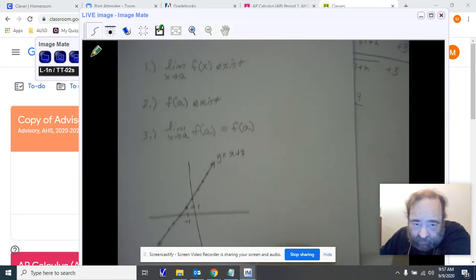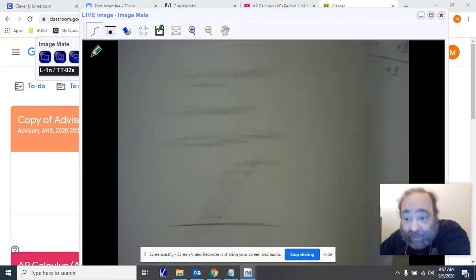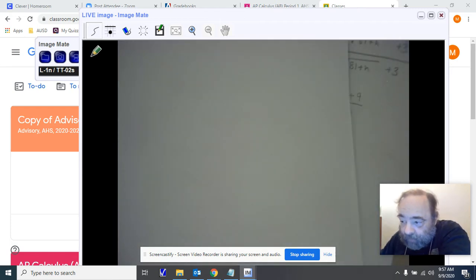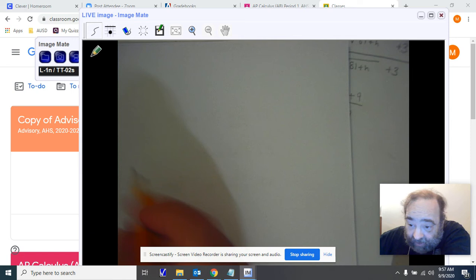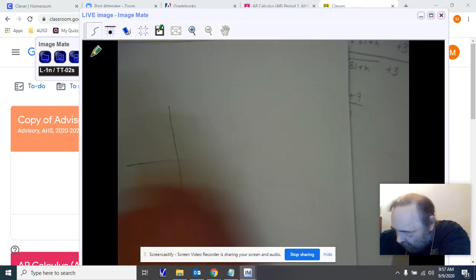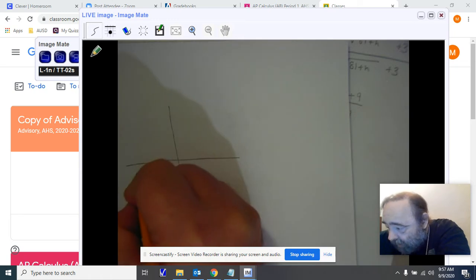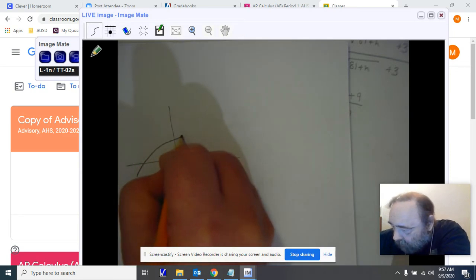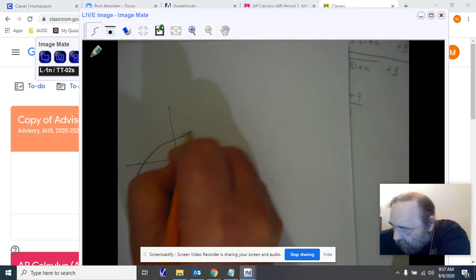So let's take a look at our situations and see what can happen. First of all, a limit can exist in many ways, yet still fail. For example, here we have a graph that has a hole in it.